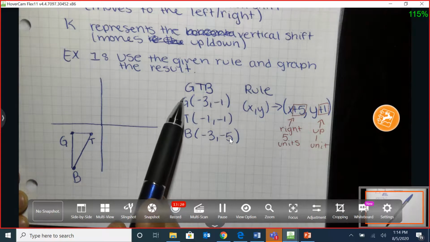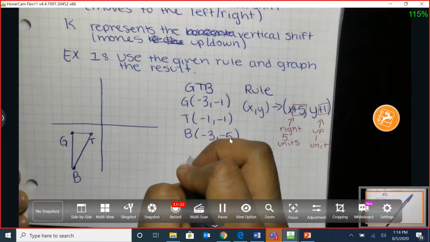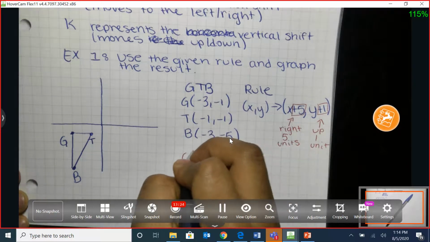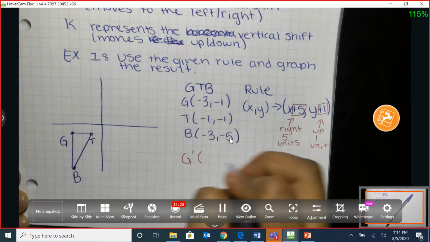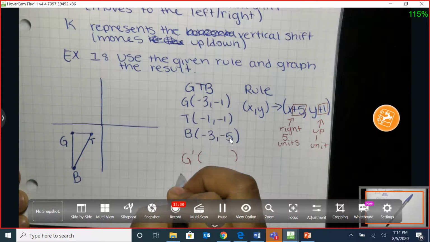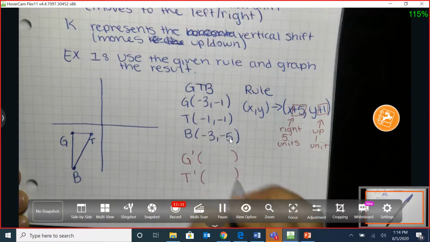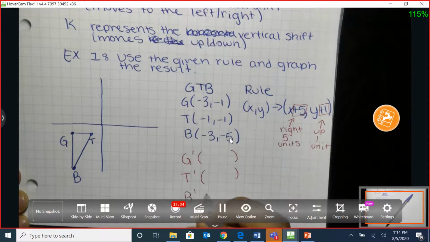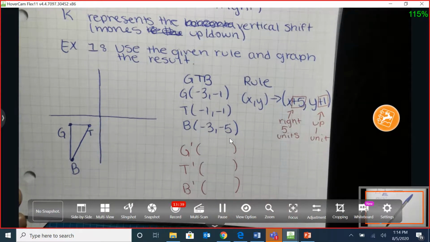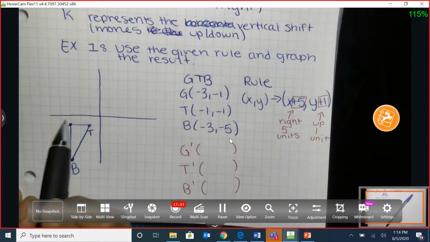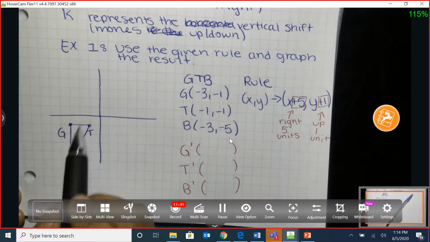I'm going to go in order and I'm going to say, okay, GTV. And I'm going to write down my new points for G prime. Remember, the prime means this is your after image. Okay, so I'm going to say G prime, T prime, and also B prime. That's my new image, okay? Or my image just itself. So pre-image, image.